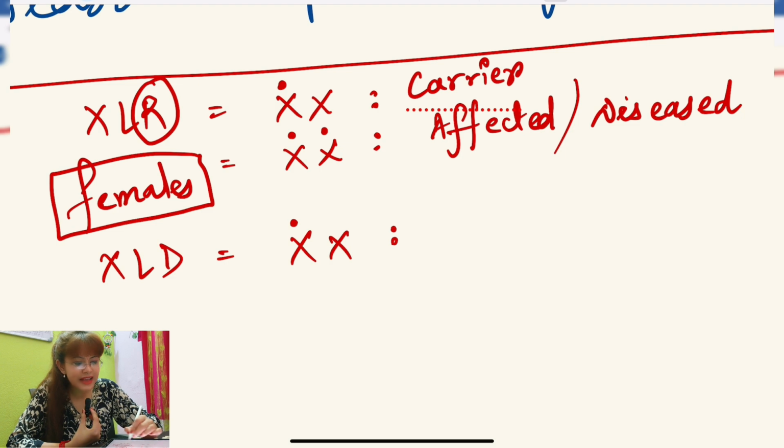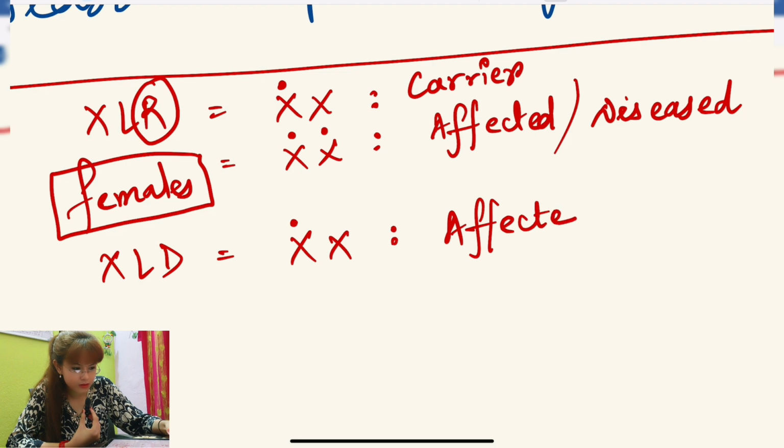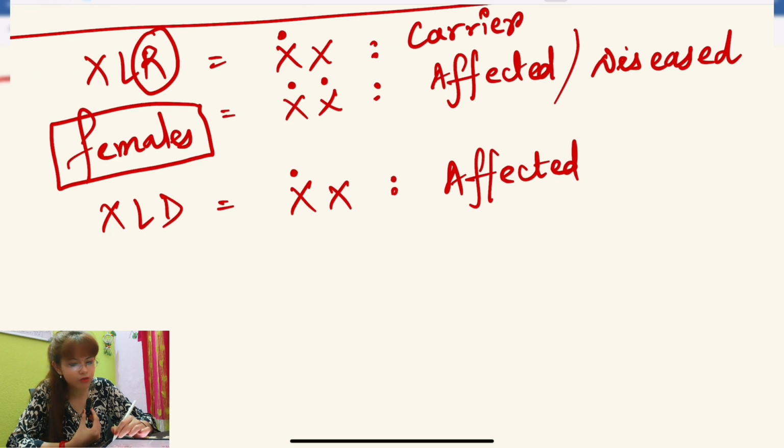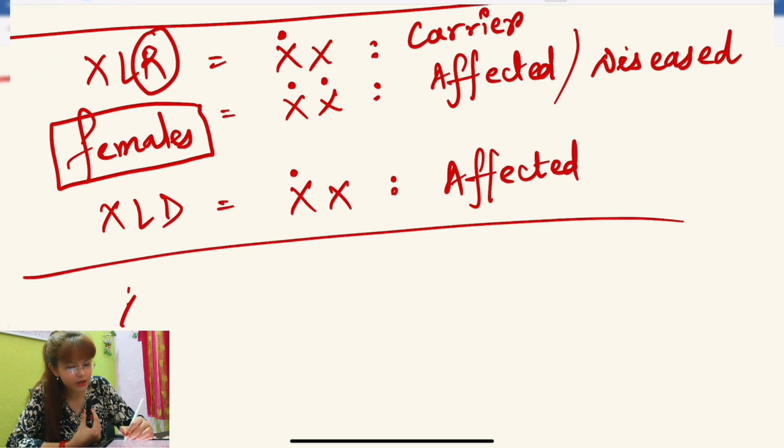And if it is X-linked dominant, then even if one chromosome is affected, this is affected. Here there is no carrier state. Even if one chromosome is defective, because it is dominant, this is affected. Similarly, you find this in the autosomal dominant condition.